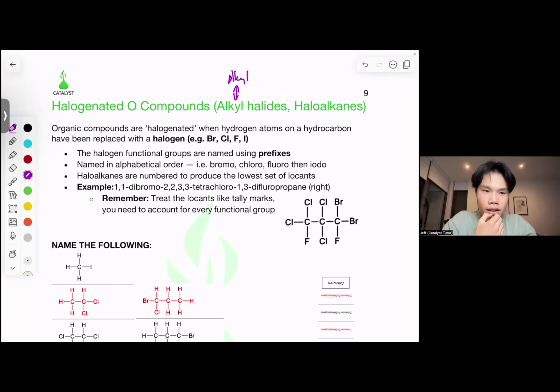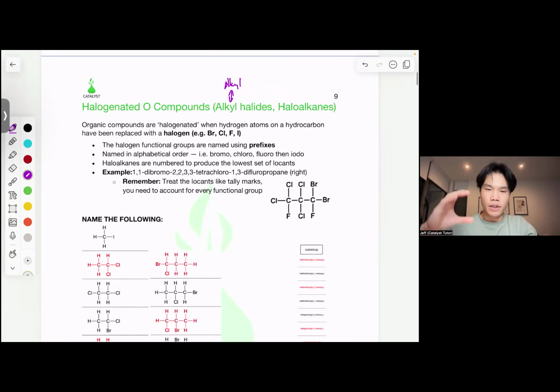Alkyl versus alkyl halide. We're naming them. How do we treat them? I think technically alkyl is slightly higher, but when we're actually naming them, it doesn't really matter. They both come in front and we order them alphabetically. So they kind of get grouped into the same level of priority.